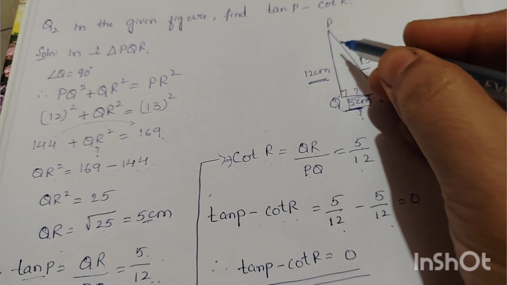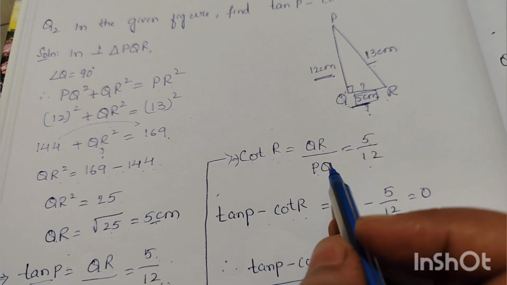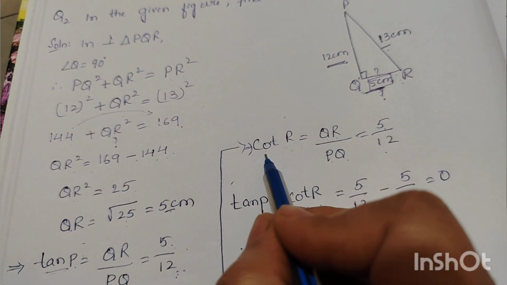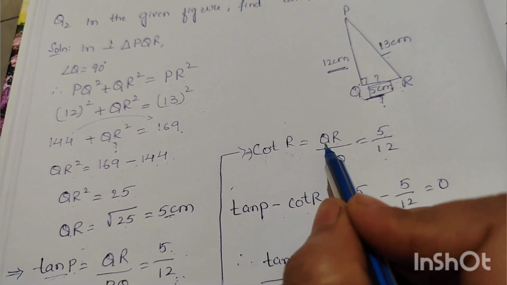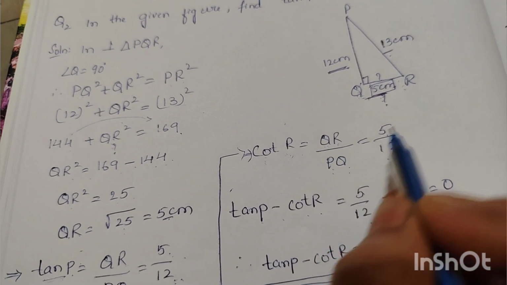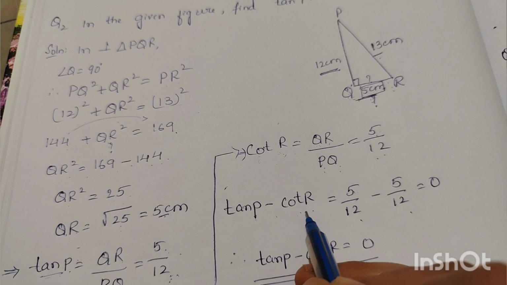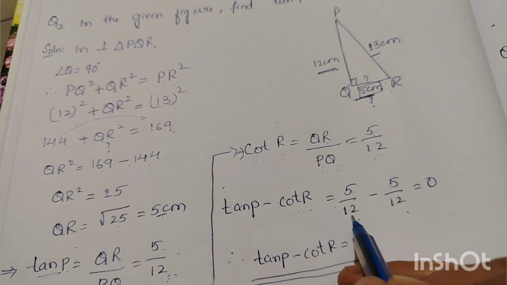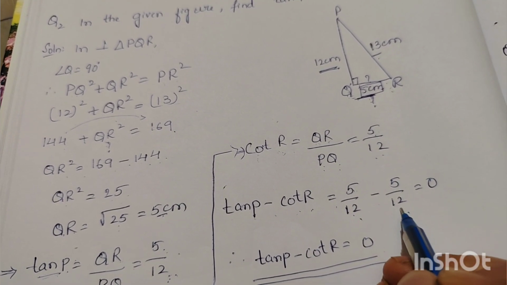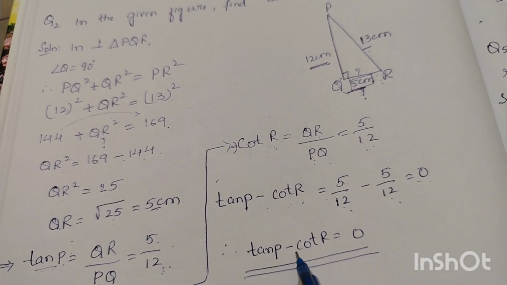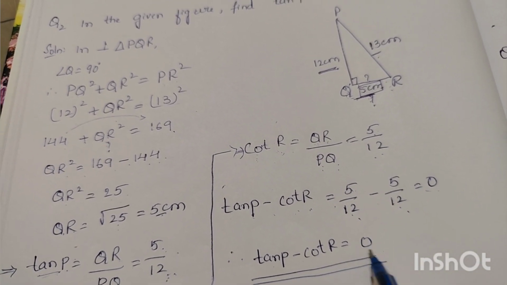Next, cot R, that is equal to QR divided by PQ. Don't confuse yourself, because they have given tan P and cot R. Cot R means QR divided by PQ, which is 5 divided by 12. Then tan P minus cot R is equal to 5 divided by 12 minus 5 divided by 12, that is equal to 0. Then finally we get tan P minus cot R is equal to 0 here.